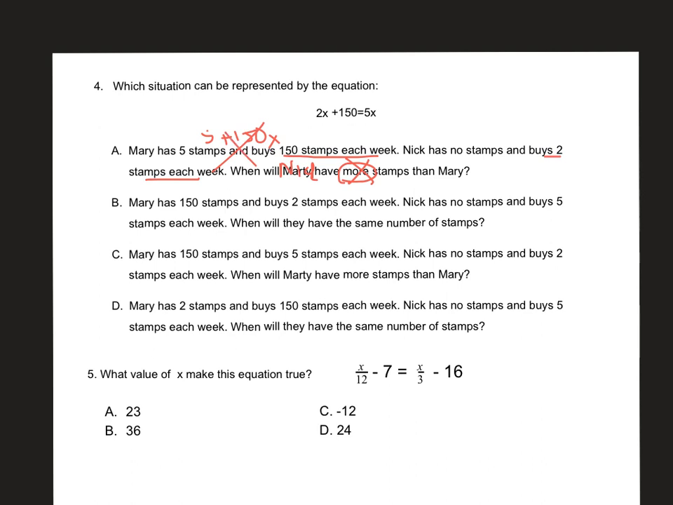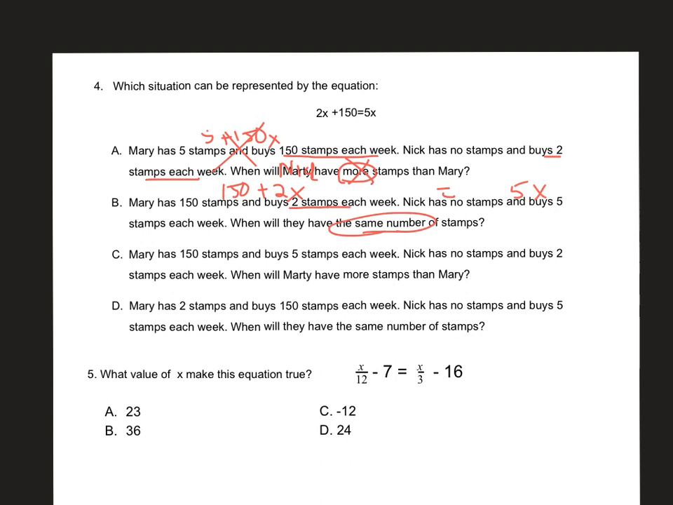Okay, let's go to B. Mary has 150 stamps and is buying 2 stamps each week. Okay, so she has 150, and she's buying 2 stamps each week. Nick doesn't have any, but is buying 5 stamps per week. When will they have the same number of stamps? So these two have to be equal to each other if they want the same number of stamps.